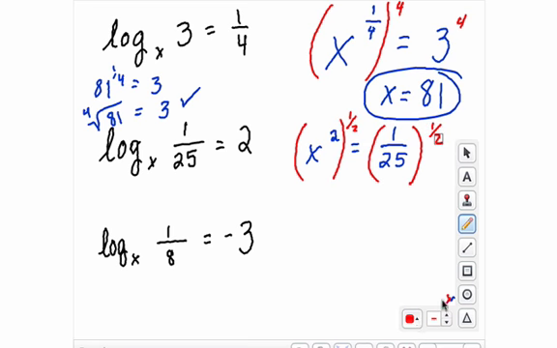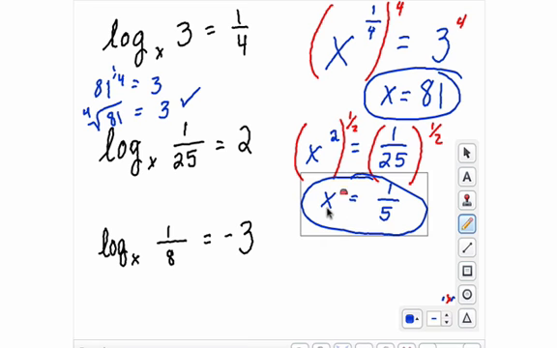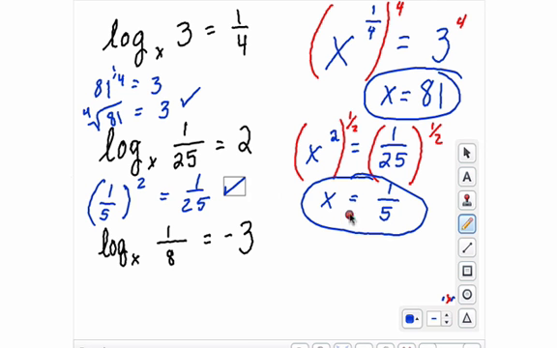So we know that the square and the 1/2 undo each other, so it's going to leave you with x. And then what is the square root of 1 over 25? The square root of 1 is 1, and the square root of 25 is 5. So that's your answer. You can check. If you replace x with 1/5, we know 1/5 raised to the 2nd power, does that equal 1 over 25? Yes, it does. So we know that answer is correct.